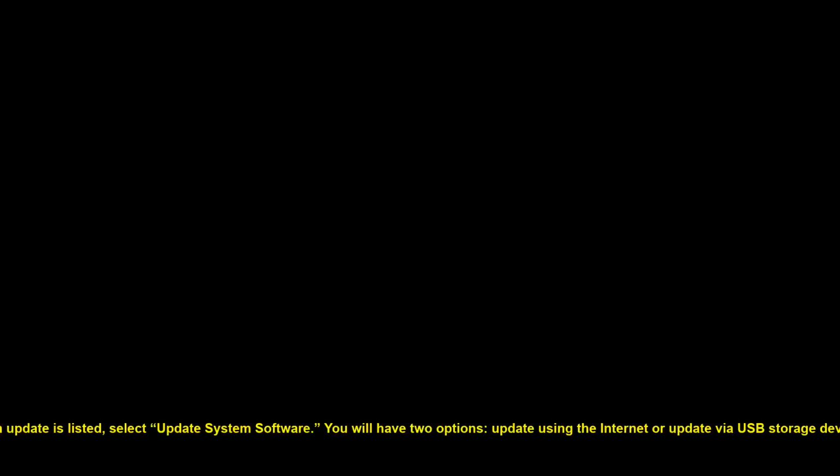You will have two options, update using the internet or update via USB. Choosing the internet option is usually the simplest method. If you opt for this method, your console will check for any available updates. If an update is found, follow the on-screen prompts to download it. Ensure that your console remains connected to the internet during this process.